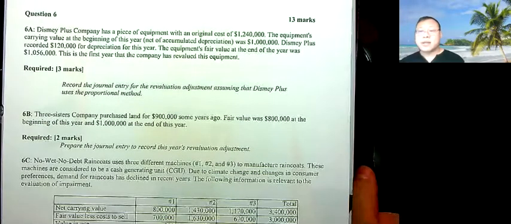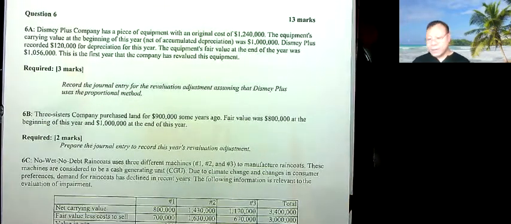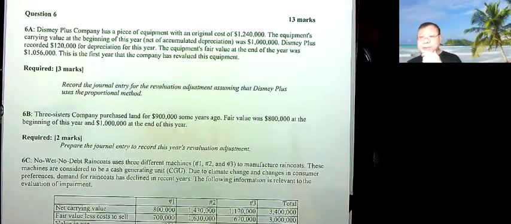Okay, let's take a look at question 6. So this is a bunch of questions, 3 sub-questions. Dave May Plus company has a piece of equipment with an original cost of 1.04 million. The equipment's carrying value at the beginning of the year, net of cumulative depreciation, was 1 million. During the year, they recognized 120,000 for depreciation.